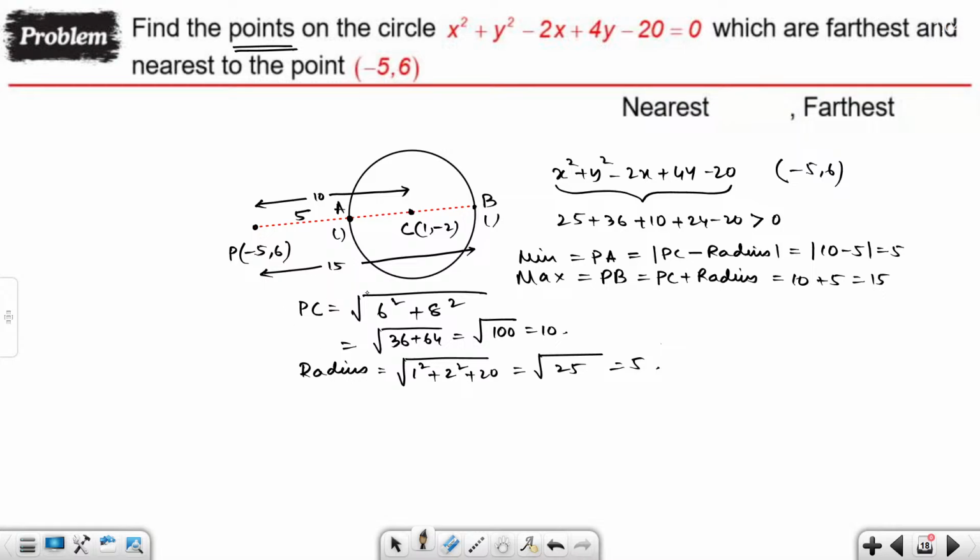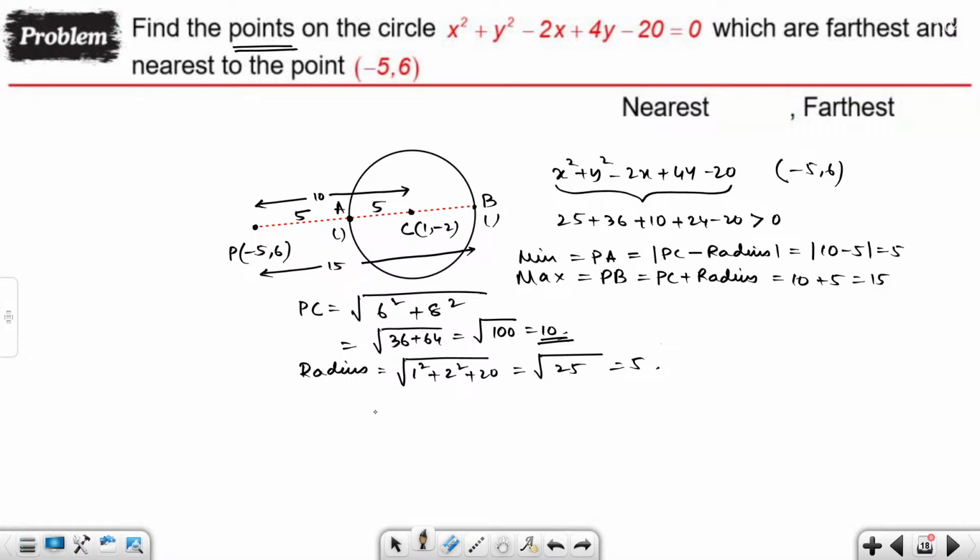Now here we can find out the coordinates of A in different ways. But the easiest way, which I feel, is that you can use parametric also. You can get the answer. But here we see that PC is 10, that is given, and the radius is 5. So this distance is also 5, and this PA distance is also 5.